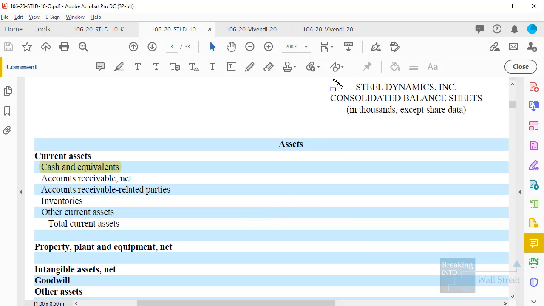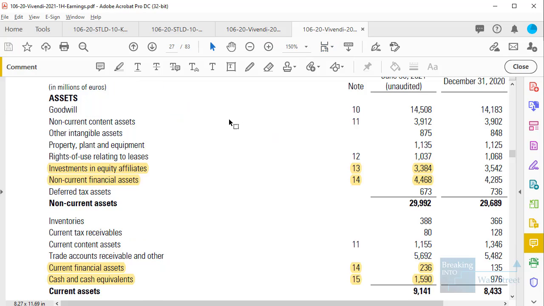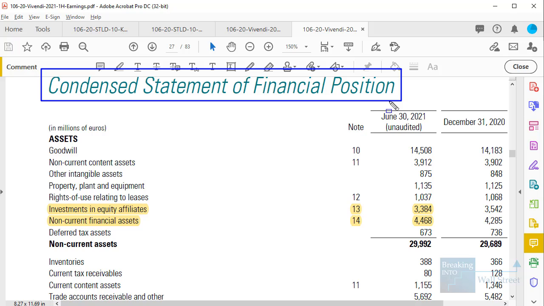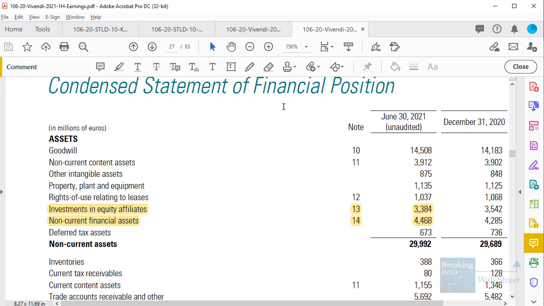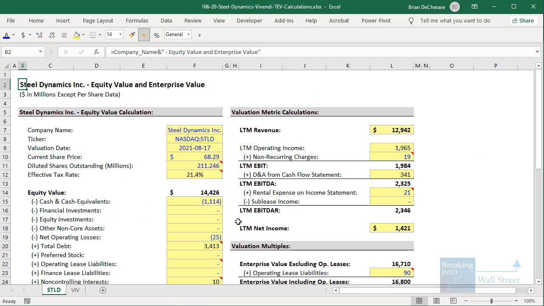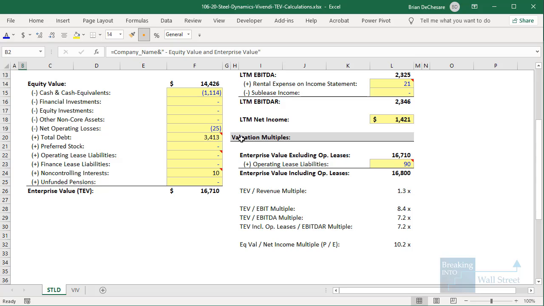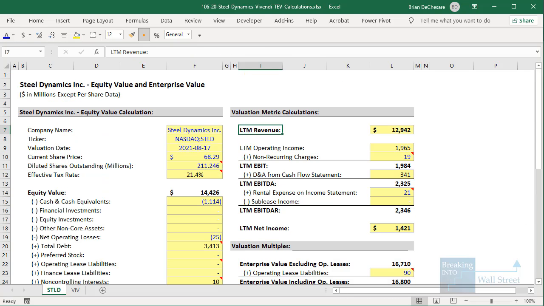We will be referring to the filings of this US-based company, Steel Dynamics, and then this European company, Vivendi. So Steel Dynamics follows US GAAP, Vivendi follows IFRS. So you'll see how the accounting rules differ a little bit in these calculations. We'll also go through an Excel file where I've laid out the equity value and enterprise value calculations and the valuation multiples for both these companies.